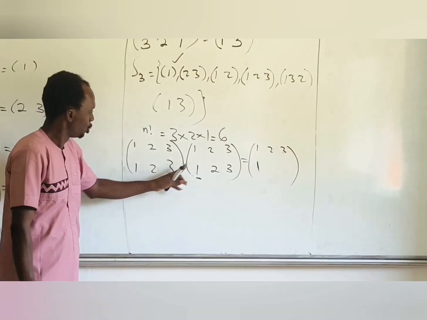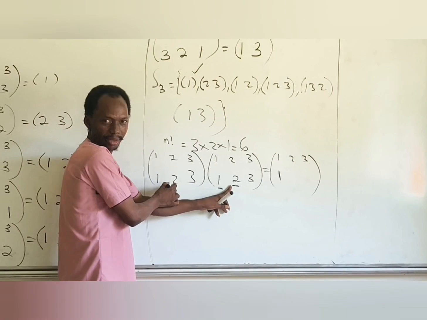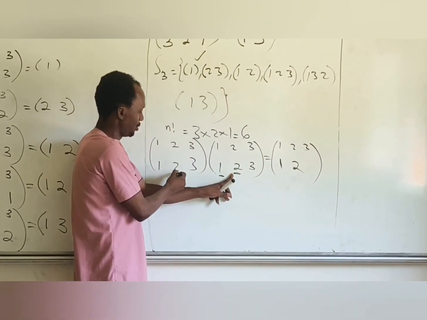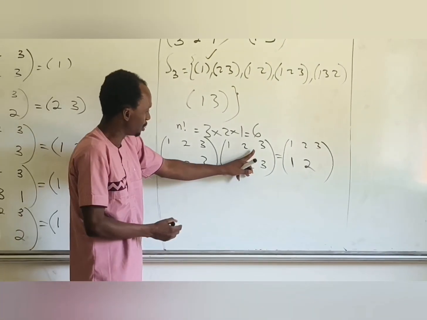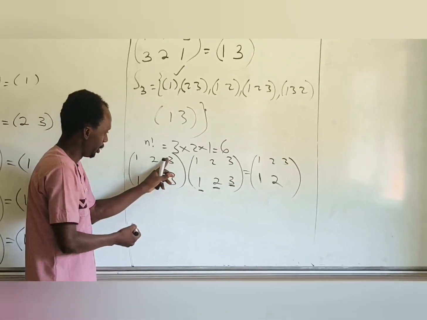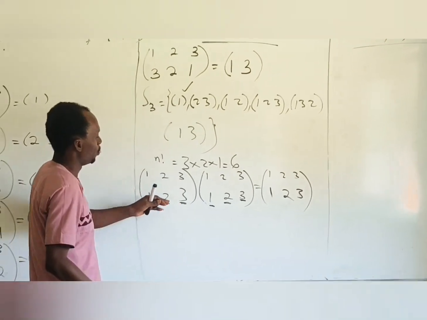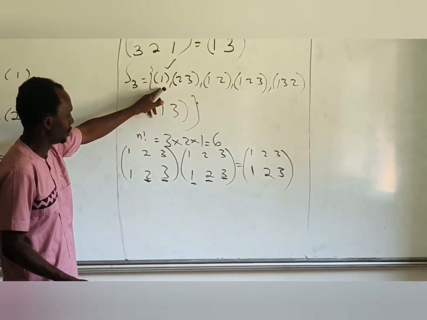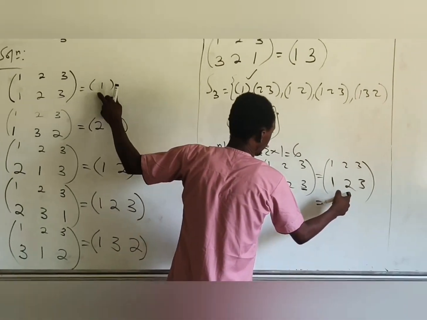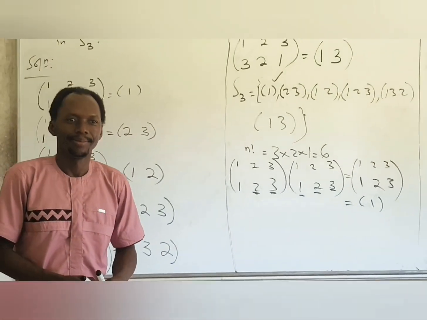Are you watching? 2 is to 2. So look for 2 here. 2 is to where? Back to 2. Can you see? 2 is coming back to itself. Now let's go to 3. 3 is to 3. 3 comes back to 3. Do you see? So you see why when you multiply the identity by itself, you get the same identity. So the cycle notation of this is what? 1.